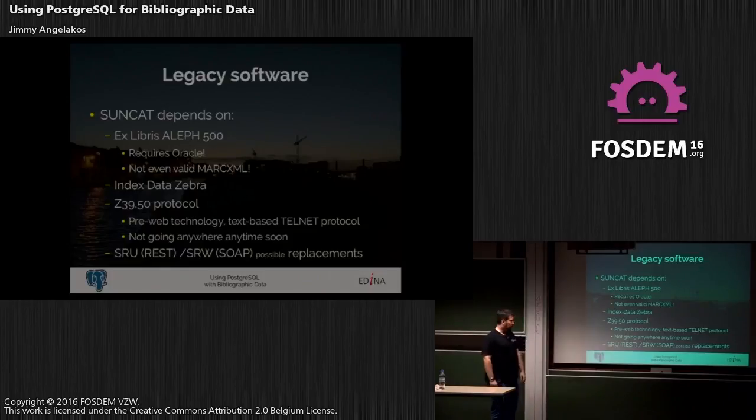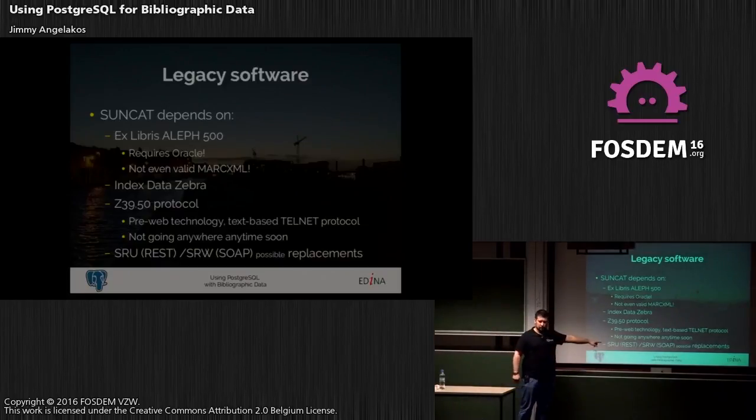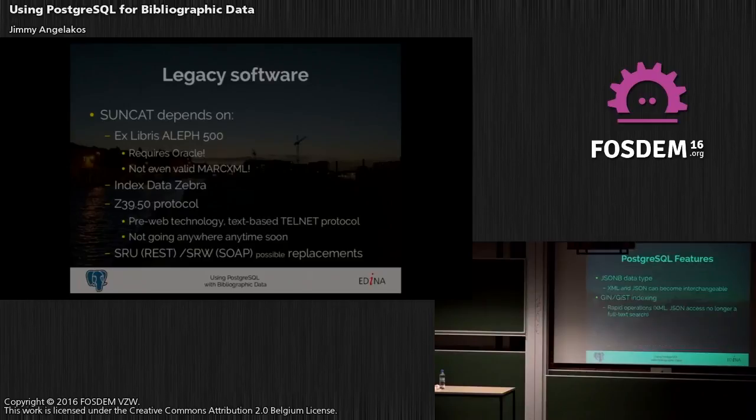And Z39.50 is a very old plain text protocol, which unfortunately is still being used and will keep being used until something supersedes it and gets adopted by the majority of libraries, which is not anytime soon. Some possible replacements are SRU and SRW, which are twin formats. One of them works as REST, and the other one works as SOAP, which means that nobody uses it anymore.